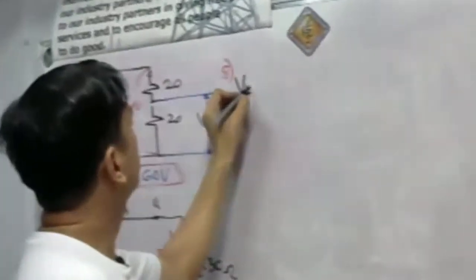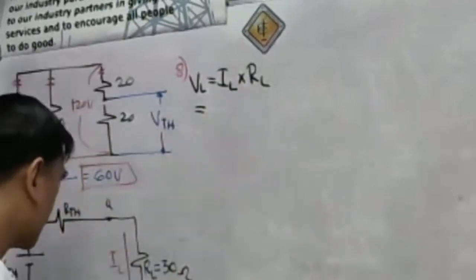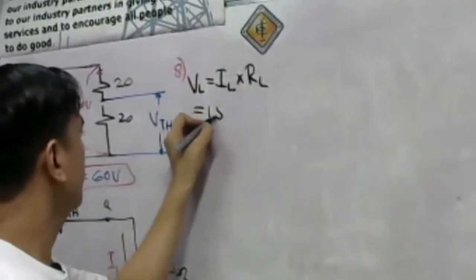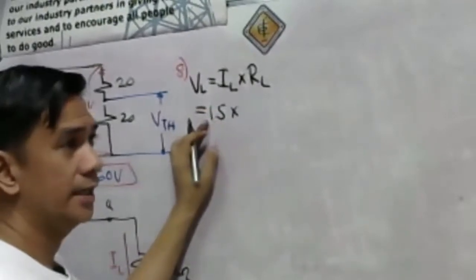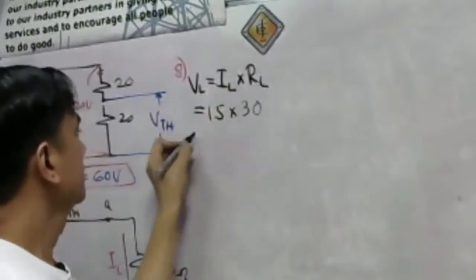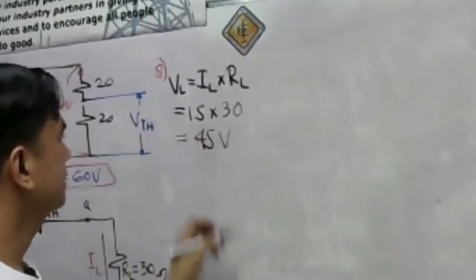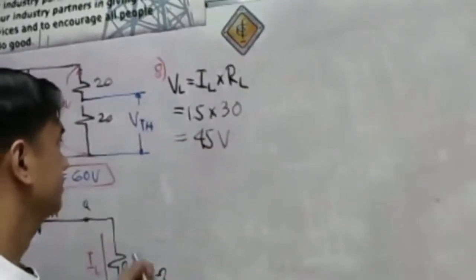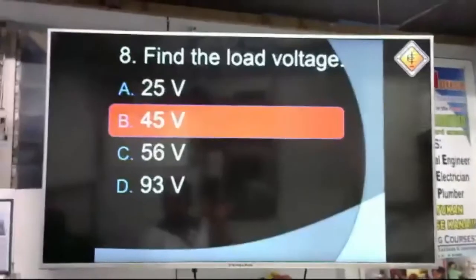Okay, our load voltage is simply equal to our IL multiplied by RL. What is our IL equal to? 1.5, and then multiplied by RL. What is our RL? RL is 30. So, I think this is 45 volts. So number 8 will be letter B.